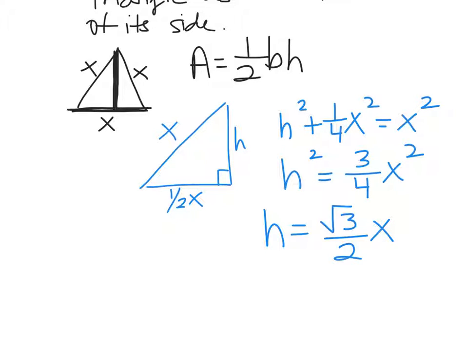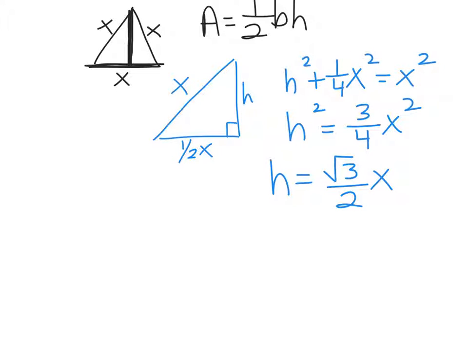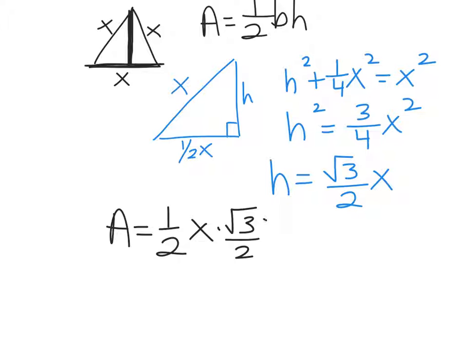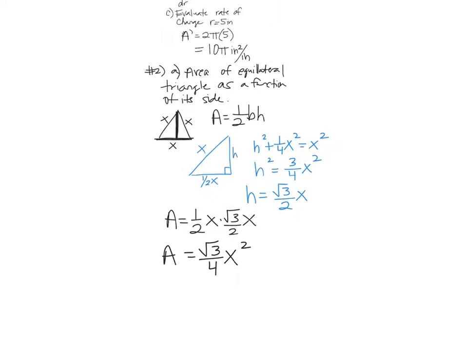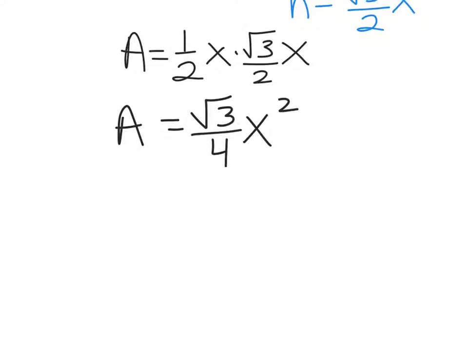So now let's put it back in and find the area. The area equals 1/2 base, which we said was x, and the height is rad 3 over 2 x. And then let's clean that up and make that look nice. So the area is rad 3 over 4 x squared. So that's the area of an equilateral triangle as a function of its side. Did I say to make side S? No. You can make it x, you can make it S, whatever you want.